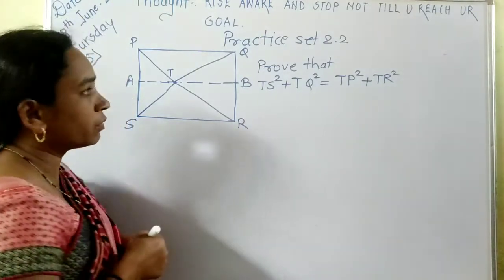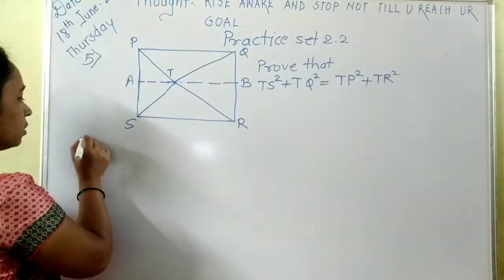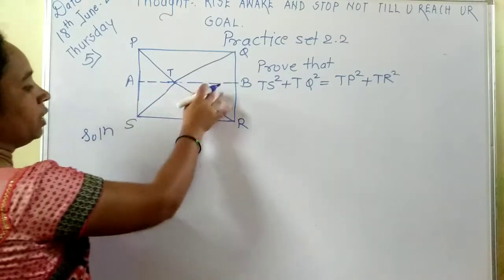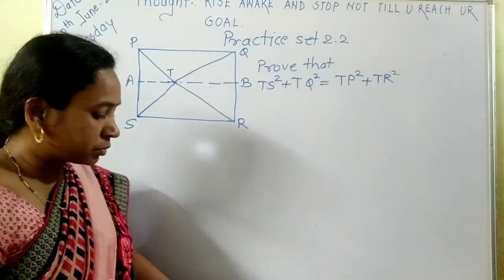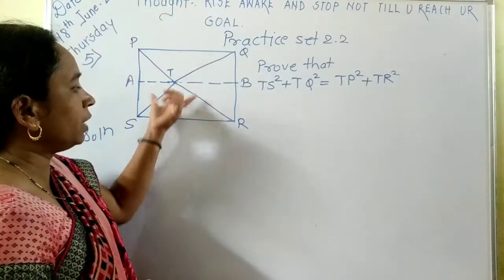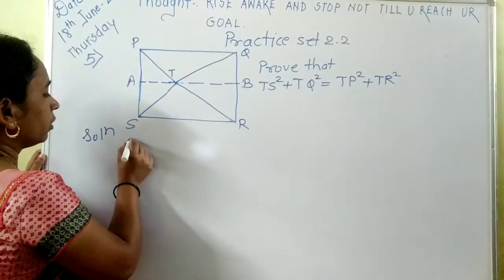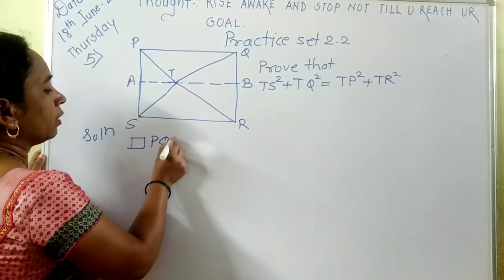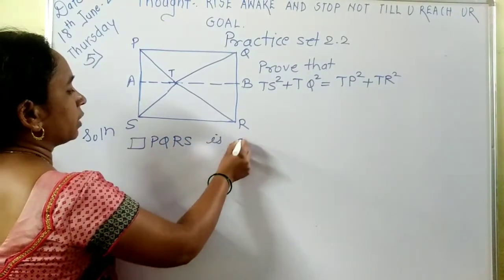So what is given in this example? They have said that AB is parallel to SR. This concept they have given as a hint in the textbook. So we will use the same thing. AB is parallel to SR. So PQRS is a rectangle.